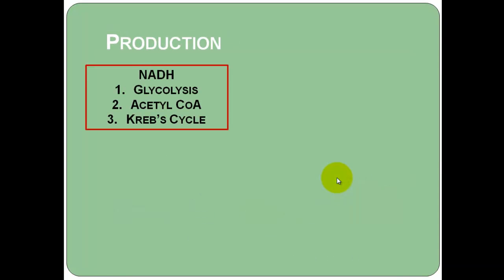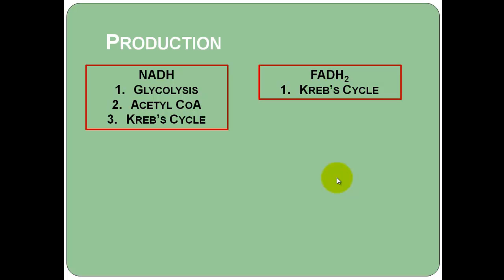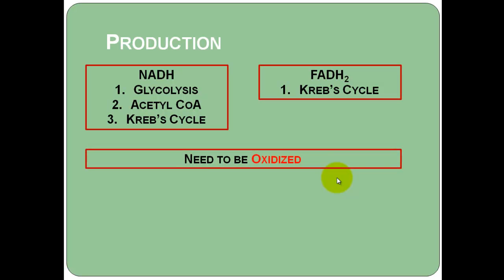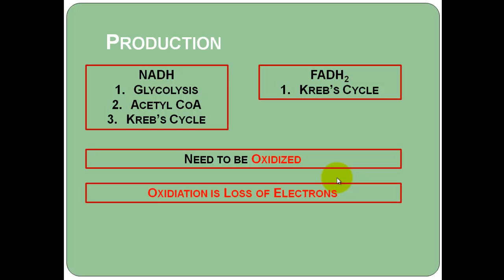NADH is produced at several stages. First at the glycolysis stage, where it has to be oxidized, otherwise pyruvate has to be converted to lactate. It's then produced just before the Krebs cycle when acetyl coenzyme A is formed, and then finally in the citric acid cycle. This is also when FADH2 is produced. Both of these have to be oxidized using oxygen, otherwise the citric acid cycle would stop due to a self-regulating feedback. Remember that oxidation is the loss of electrons.